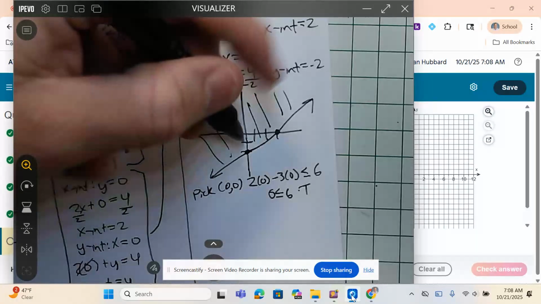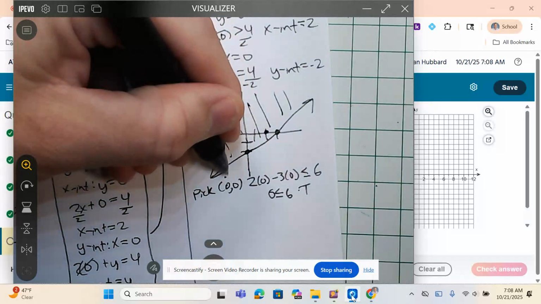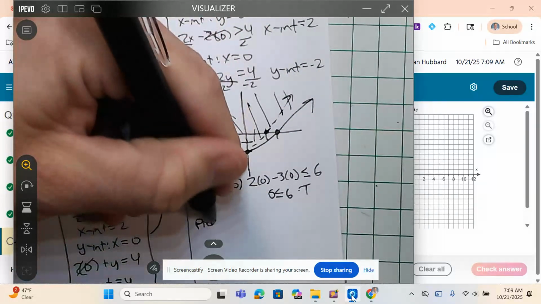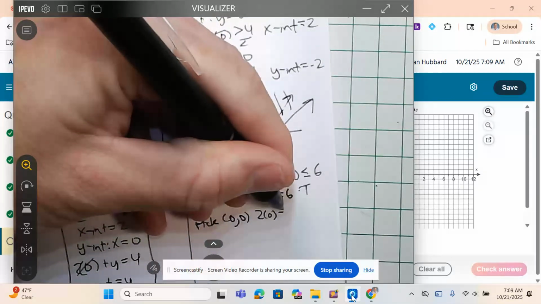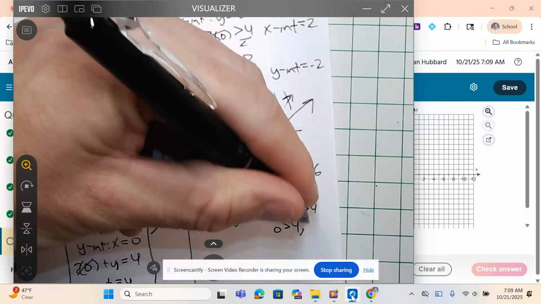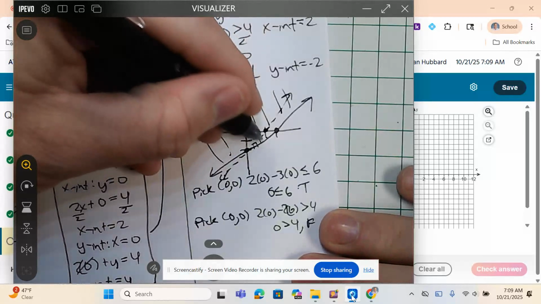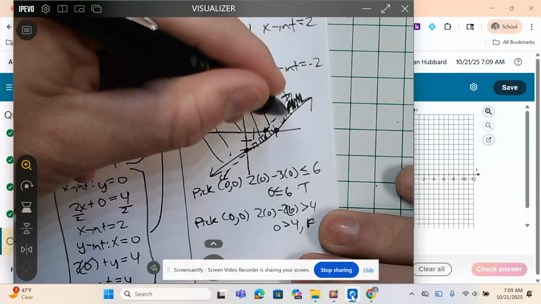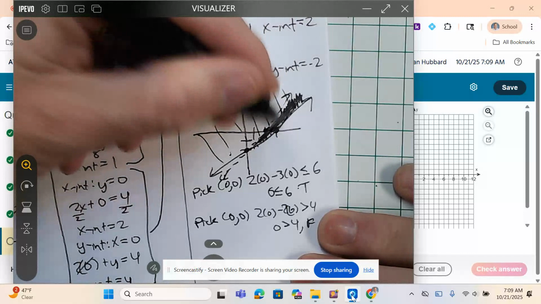Now let's look at the next one. The x-intercept's 2. The y-intercept's negative 2, and it's dashed. This one's dashed here. So I'm going to pick 0, 0 again. So is 2 times 0 minus 2 times 0 greater than 4? Is 0 greater than 4? That's false. 0 is not bigger than 4. So I'm going to shade away from 0, 0. So I'm going to shade below. So you see the overlap is going to be this area right here, where it's shaded above on the first one and below on the second one. So it's going to be right in that area right there, okay?